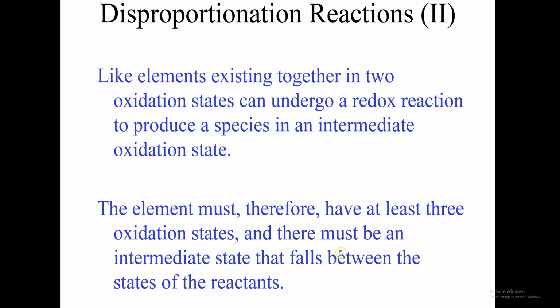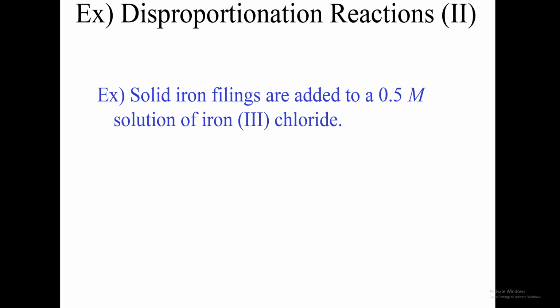So, disproportionation reactions part 2. This usually involves 2 oxidation states and usually has an intermediate. And so the element must therefore have at least 3 oxidation states, and they must fall in between those. Here's another example with iron filings. If I throw in some iron filings and we're adding it to 0.5 molar iron(III) chloride, how does that actually work? So here we go with the iron.